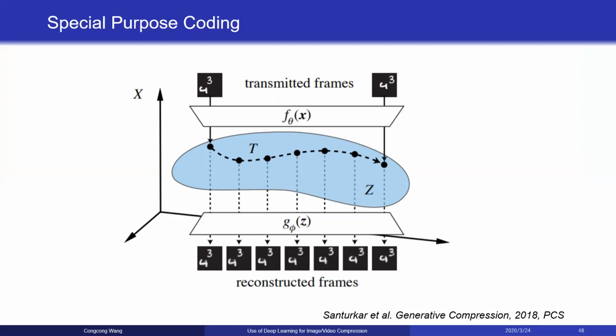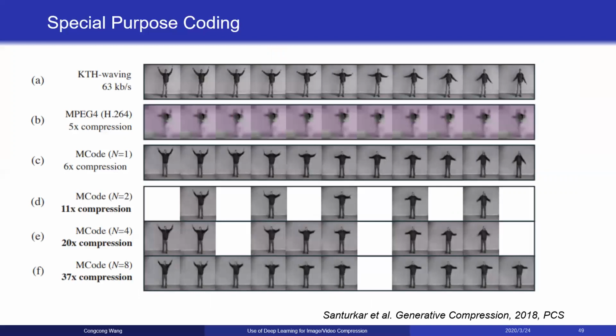A similar idea was also introduced to video compression. A generative video compression model can also generate frames which are not transmitted to the decoder, such as in this work. Even though only two frames are transmitted to the decoder, a lot of other frames can be interpolated, generated by GAN. This is the result of this work. The first row is the original frame. The second row is the results from MPEG, which include a lot of artifacts. And the third row is the result from the proposed generative model. It shows quite nice results.